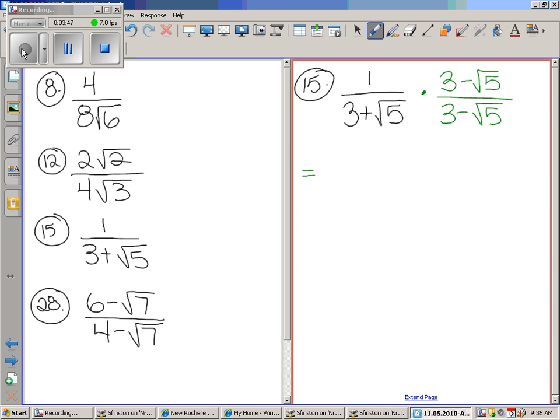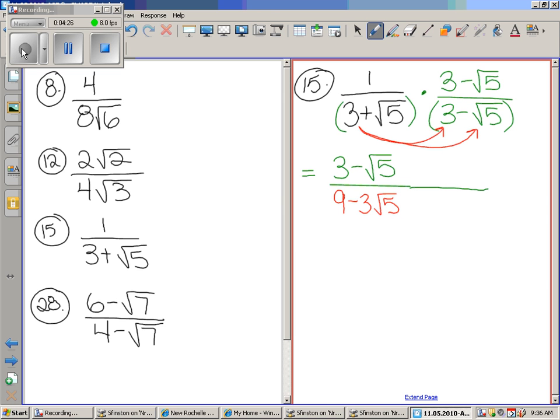1 times 3 minus the square root of 5. The numerator is just 3 minus the square root of 5. The denominator. Now, this is the difference of 2 perfect squares. So you could use the quick strategy that we talked about on Friday, but a lot of people didn't seem to understand that. So let's just go the most traditional way for solving this problem, and that's by foiling. 3 times 3 is 9. 3 times minus radical 5 is negative 3 radical 5.